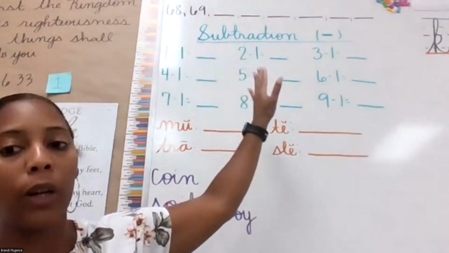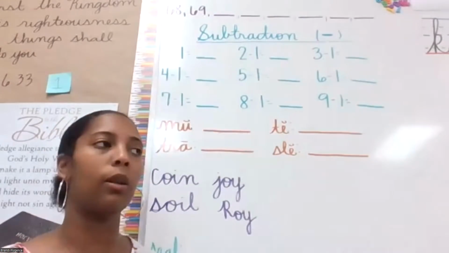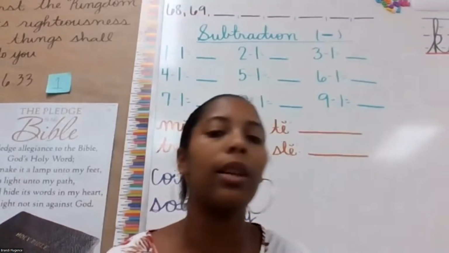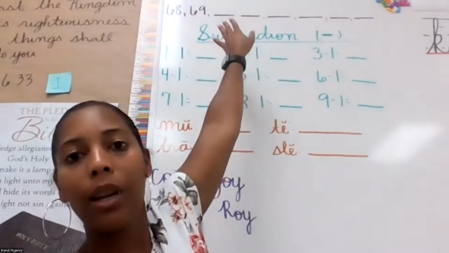I have the facts in your book, but before we do them in the book, I want to cover it on the board first. I want to show you what subtraction looks like. We are not in the book, guys. I don't want you to write yet, okay?